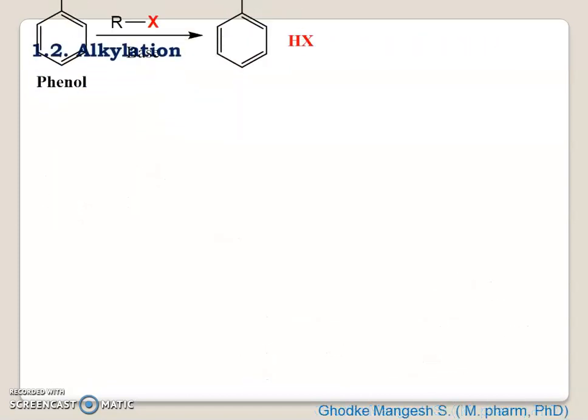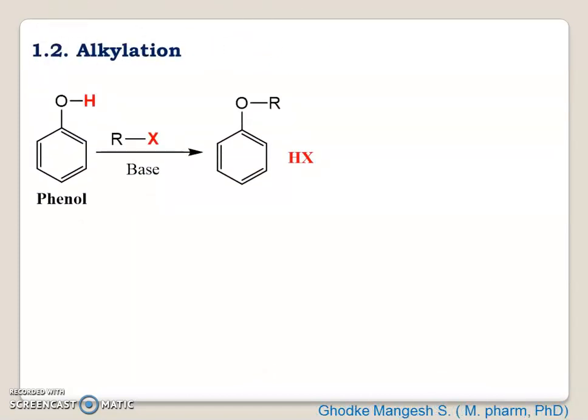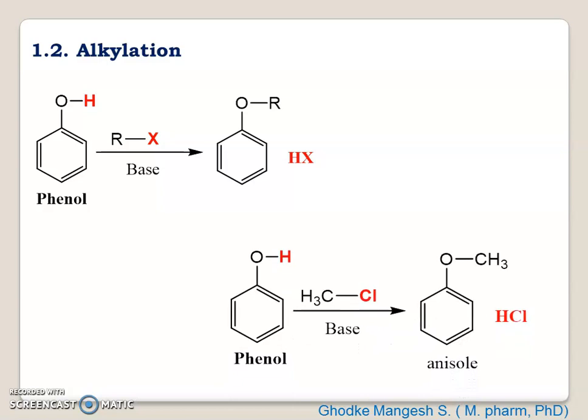The second reaction is alkylation. Alkylation means addition of an alkyl group. Here phenol is reacted with RX in the presence of base, it will give OR plus HX. For example, when phenol is reacted with methyl chloride in the presence of base, it will give anisole.